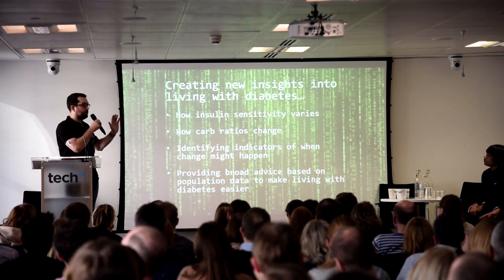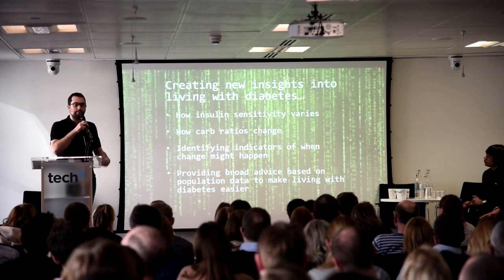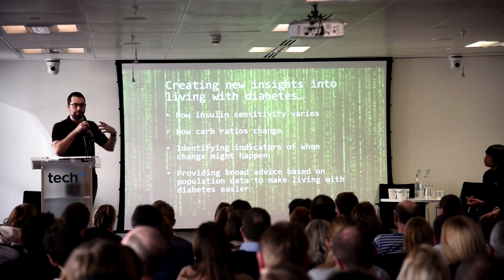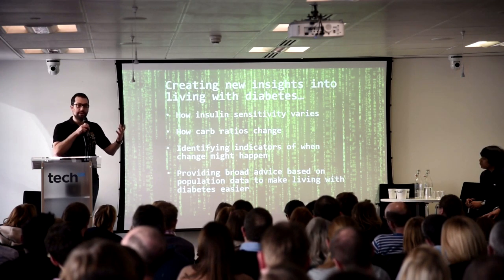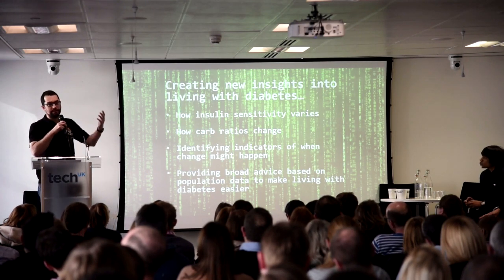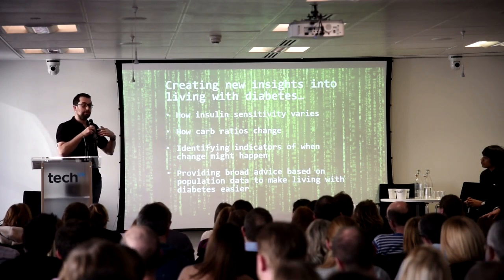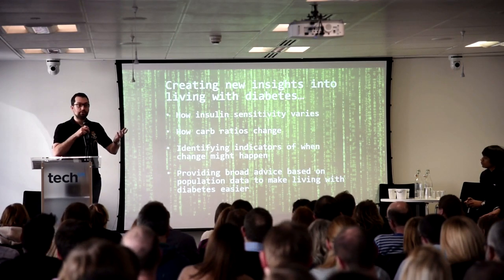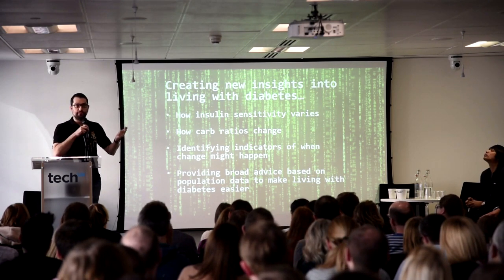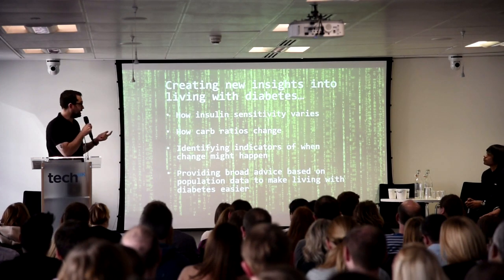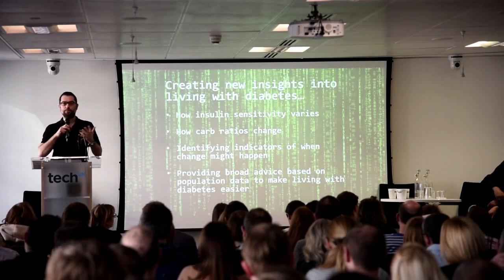One of the things that we've already started a project on is looking at how insulin sensitivity varies. We have some data scientists taking the data that we can pull from Nightscout, running some modified code from OpenAPS, and then developing circadian rhythms for ISF and also event-based ISF changes, with a view to looking into the future at how sickness affects sensitivity changes and how other factors affect sensitivity changes. How do carb ratios change? Indicators of when change might happen that you weren't expecting.